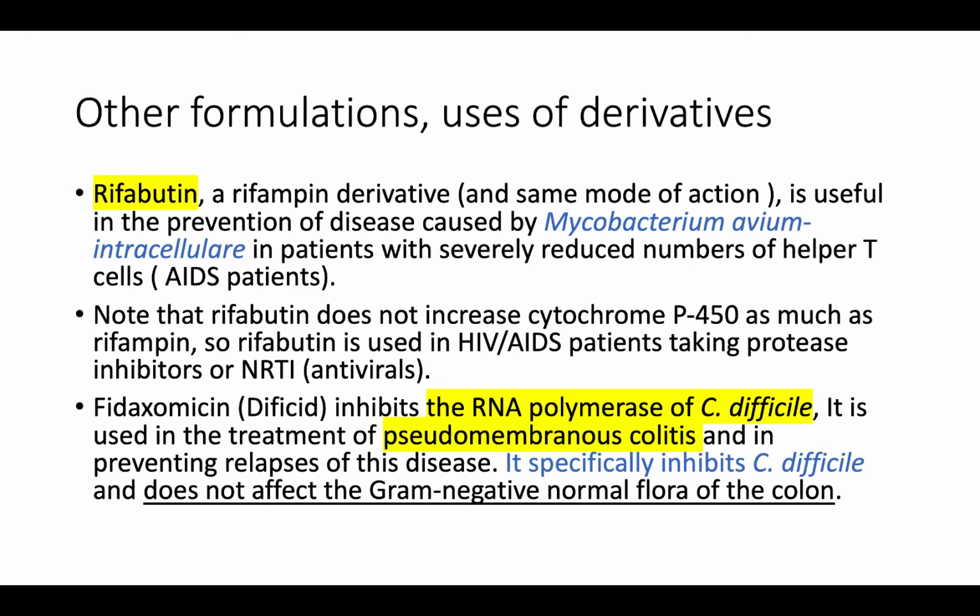Other formulations made from the rifamycins include rifabutin, which is also useful for mycobacteria, but this is another bacteria called Mycobacterium avium intracellulare, and rifabutin does not increase. We don't want to go into much detail. Fidaxomicin is very important to know. Fidaxomicin inhibits RNA polymerase of C difficile. It is used in the treatment of pseudomembranous colitis and in preventing relapses of this disease. It specifically inhibits C difficile and does not affect the other gram negatives in the normal flora of the colon.